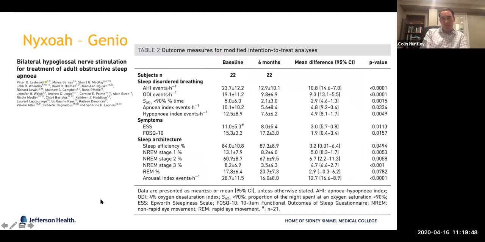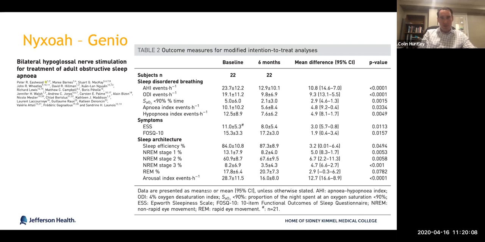And this is their first paper, this came out very recently in, I think it was the European Respiratory Journal. And you saw they had 22 patients included. I think they implanted or at least enrolled 27, and then 5 were lost to follow-up or excluded for various reasons.